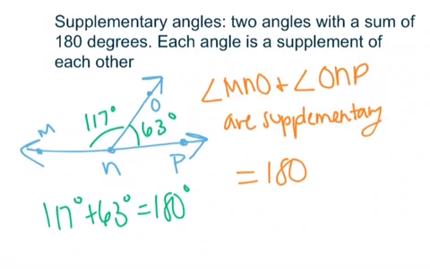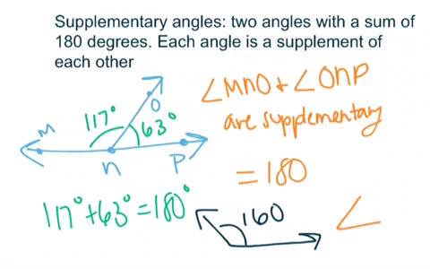Supplementary angles are two angles with the sum of 180 degrees. Each angle is a supplement of each other. So angle MNO, which is 117 degrees, then angle ONP, which is 63 degrees, and you add them together, equal 180. So those two angles are supplementary. You could also do one, for example, if it was 160 degrees, like this angle right here, we'll say it's about 160. And then this little baby angle, which is 20. These two angles added together equal 180, so they are supplementary.